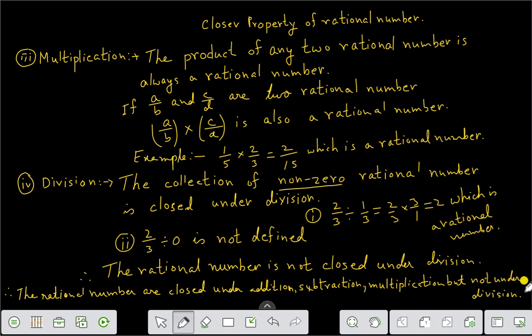Right? You have to remember that the rational numbers are closed under addition, closed under subtraction, closed under multiplication, but not closed under division. You have to remember this.